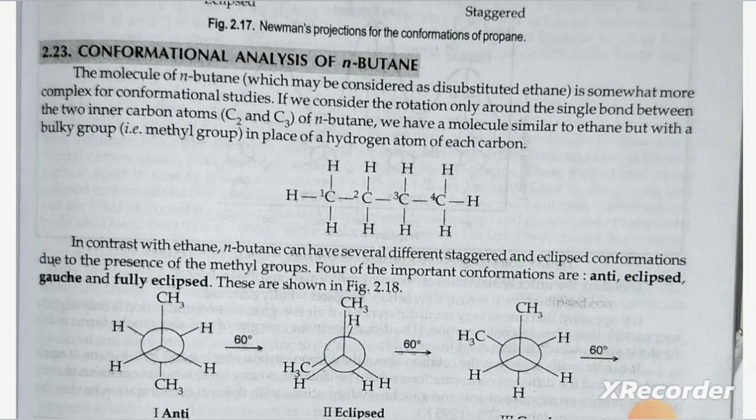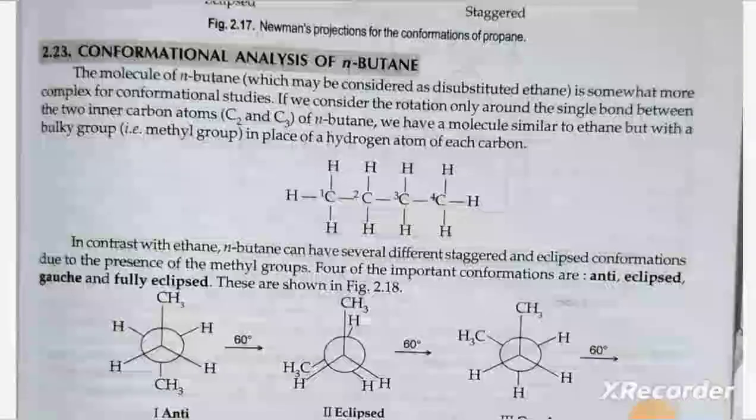Next is conformational analysis of n-butane. The molecule of n-butane, which may be considered as a substituted ethane, is somewhat more complex for conformational studies. If we consider the rotation only around the single bond between the two inner carbon atoms, C2 and C3, of n-butane, we have a molecule similar to ethane but with a methyl group in place of a hydrogen atom on each carbon.